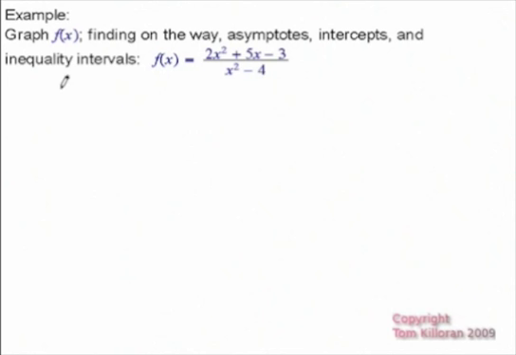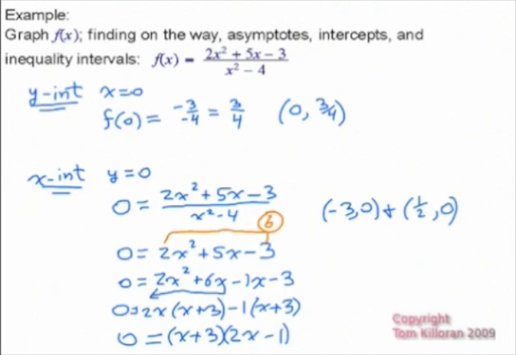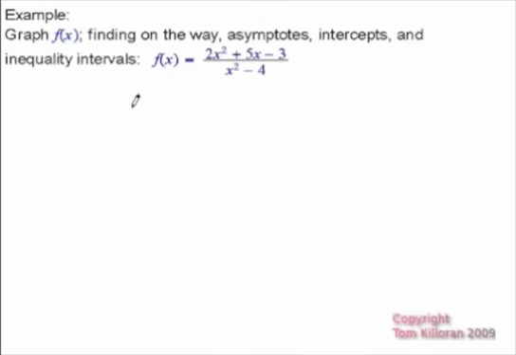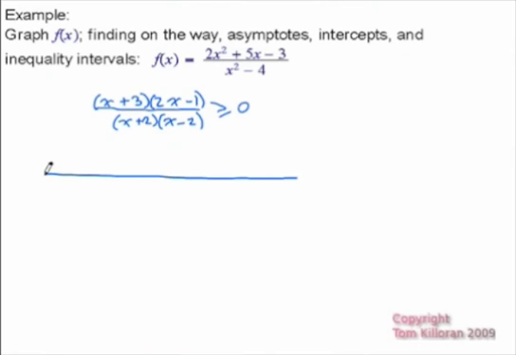We're going to do it in factored form, so we're going to go back and steal some information. One of the factors at the top is x plus 3 and 2x minus 1. And the factors at the bottom are x plus 2 and x minus 2. And I'm just going to set up a positive inequality, but basically what I'm looking for is just when it's positive and when it's negative.